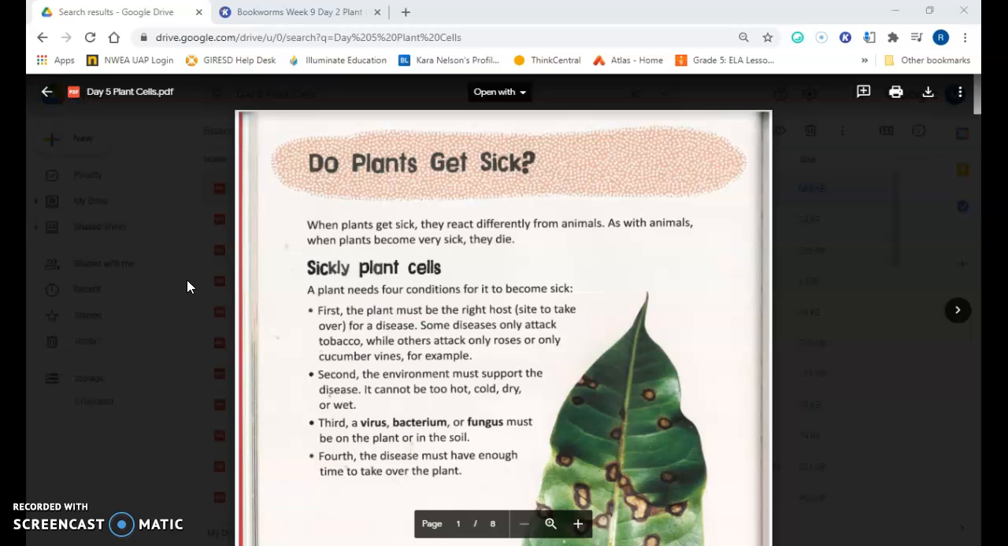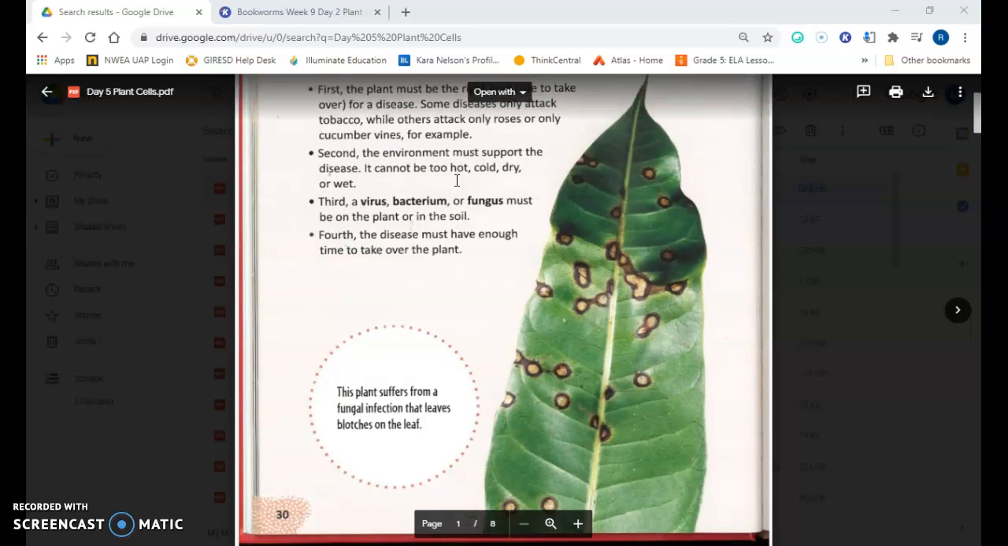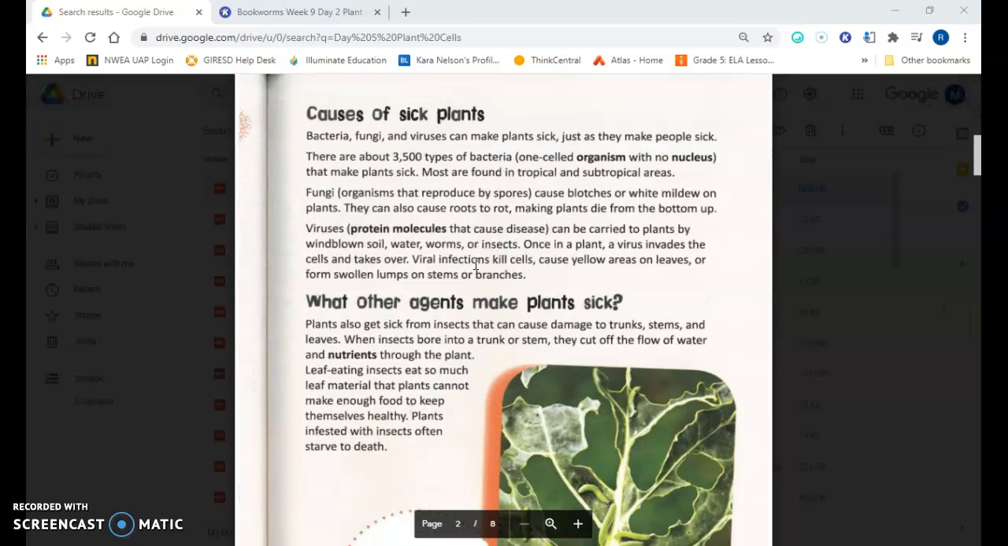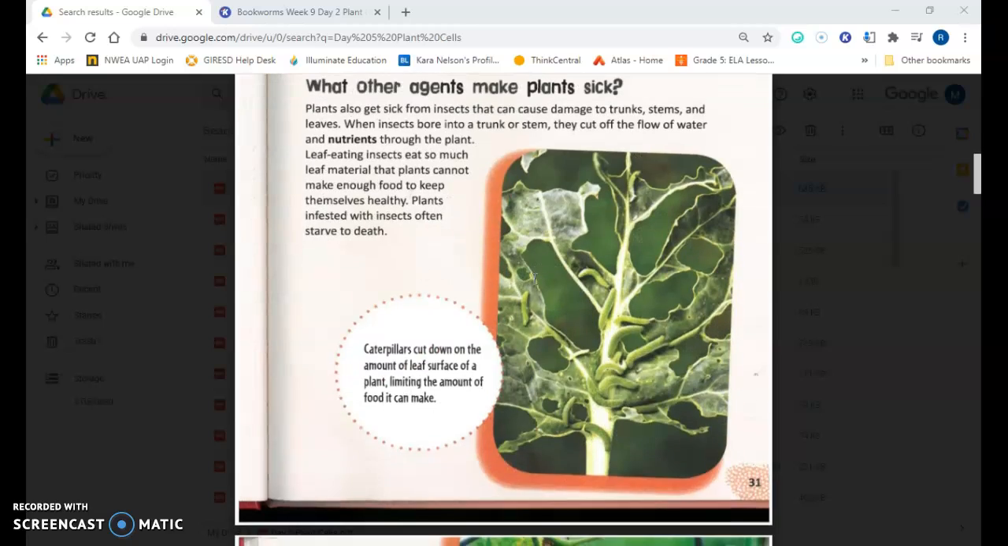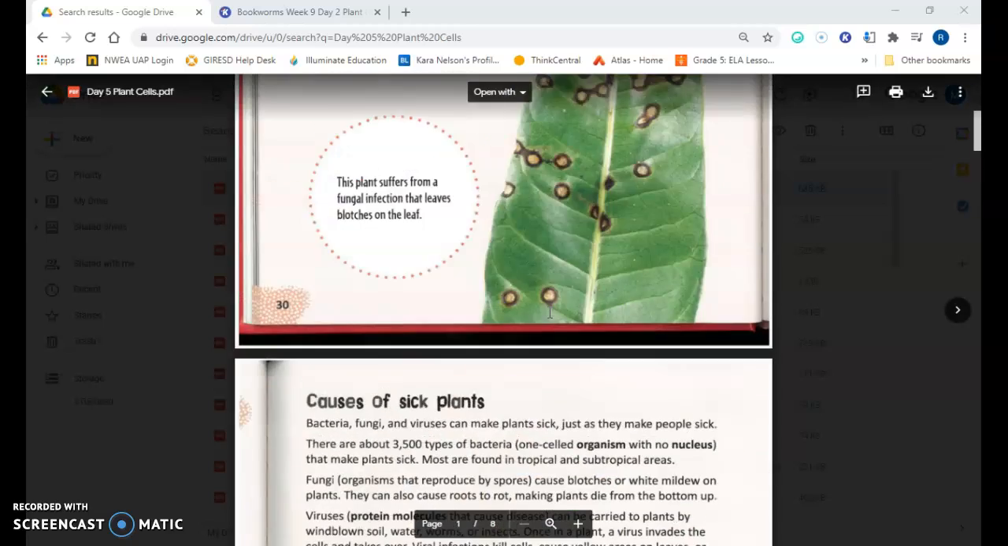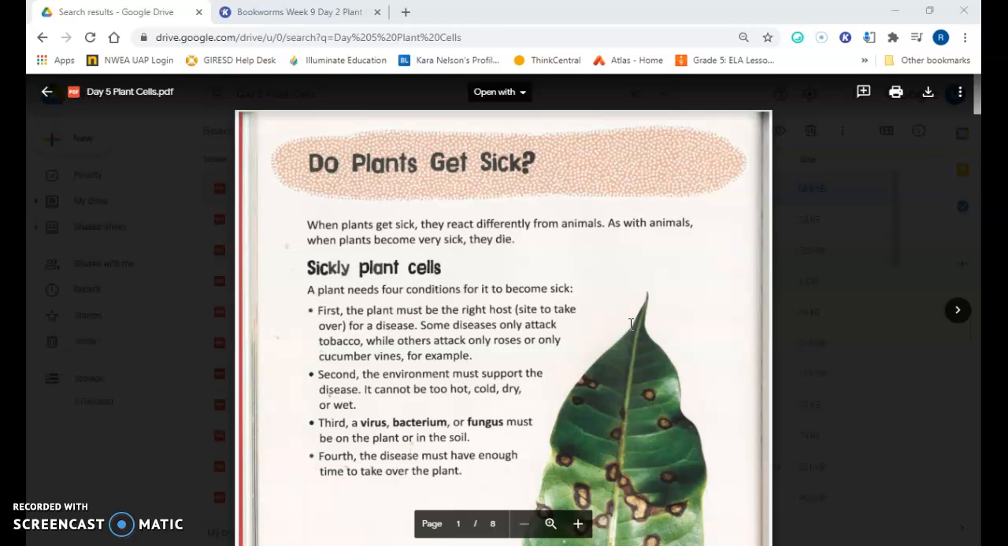In this section, you're going to notice that we have two text structures, just like we did in the last day's reading. The first text structure is a simple listing. In that case, we can just use the headings to stop and summarize what's going on there. This one says sickly plant cells, and then we have causes, and what other agents make plants sick. So just simple listings for those topics.